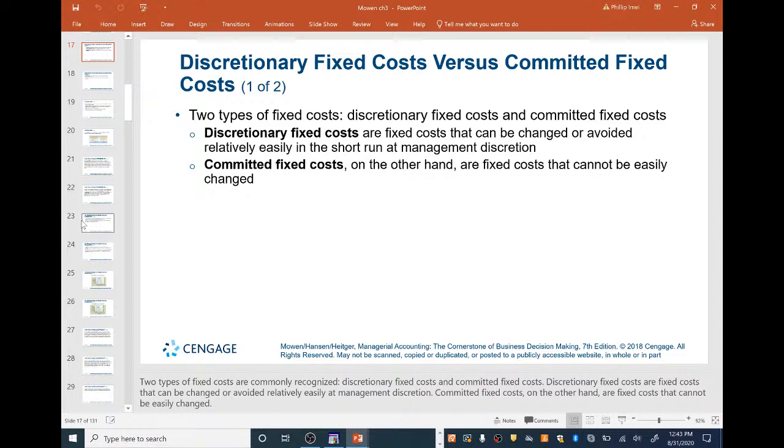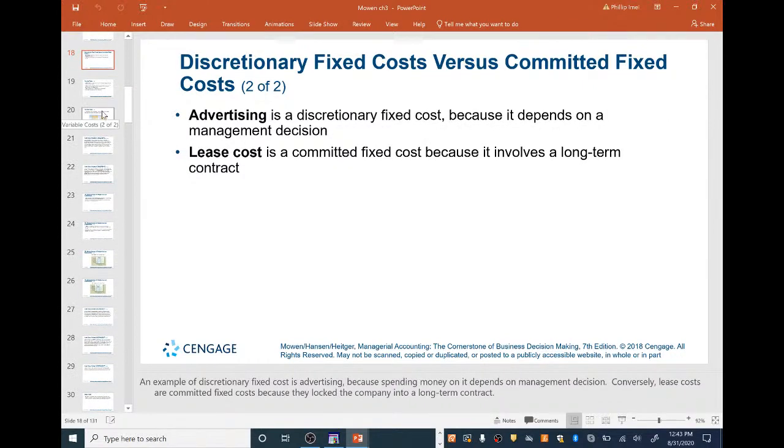Let's start off with discretionary costs. These are fixed costs that can be changed or avoided relatively easily in the short run at management discretion, okay? On the other hand, committed fixed costs are fixed costs that cannot be easily changed, okay? I think we can infer the difference between these 2 based upon their names themselves. Discretionary, at management's discretion, they can change these fixed cost levels, right? Whereas committed fixed costs, we're committed for the long haul, right? It just is what it is.